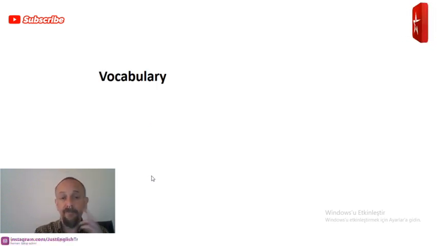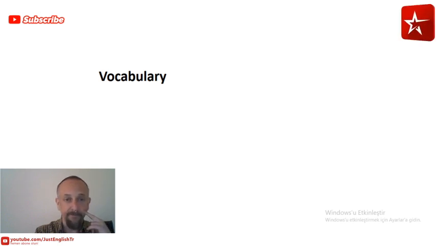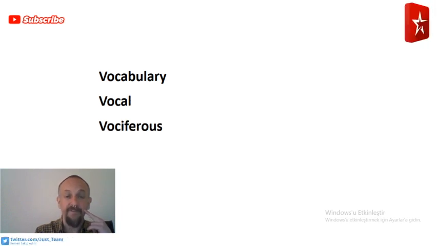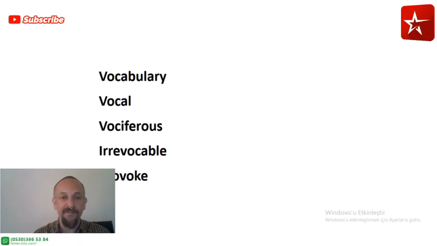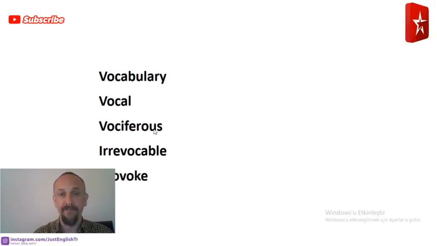We also have another one, vocabulary. Let's see if you can do this a little bit quicker, Adam. So we've got vocabulary, we have vocal, we have vociferous, we have irrevocable, and we have provoke. Just some quick tips on pronunciation here. It's actually quite a mouthful for me. I can't imagine how difficult it must be for you too. So we've got vocabulary.